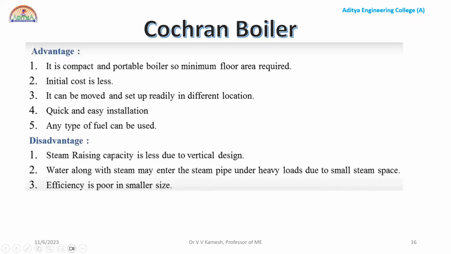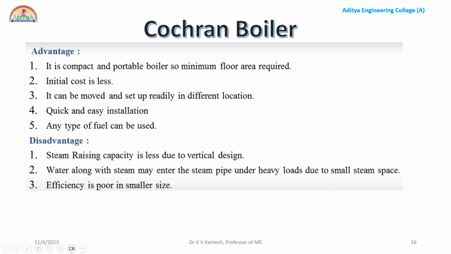And the disadvantages: it is actually a low pressure boiler. So steam raising capacity is less due to vertical design. Whenever your area of contact, or heat transfer area, is less, automatically it is limiting your steam raising capacity. And water along with the steam may enter the steam pipe under heavy loads due to the small steam space. You can look at the diagram. At the hemispherical area only, we are having the steam generating area. Okay, so there may be some entrapment of the water entering into the steam pipes. So that's why we are putting anti-priming pipes.